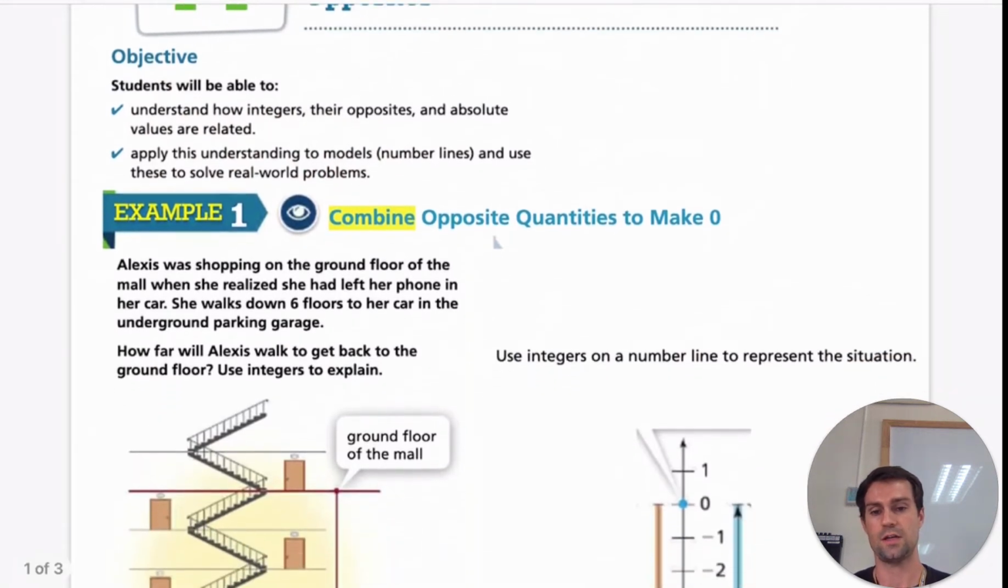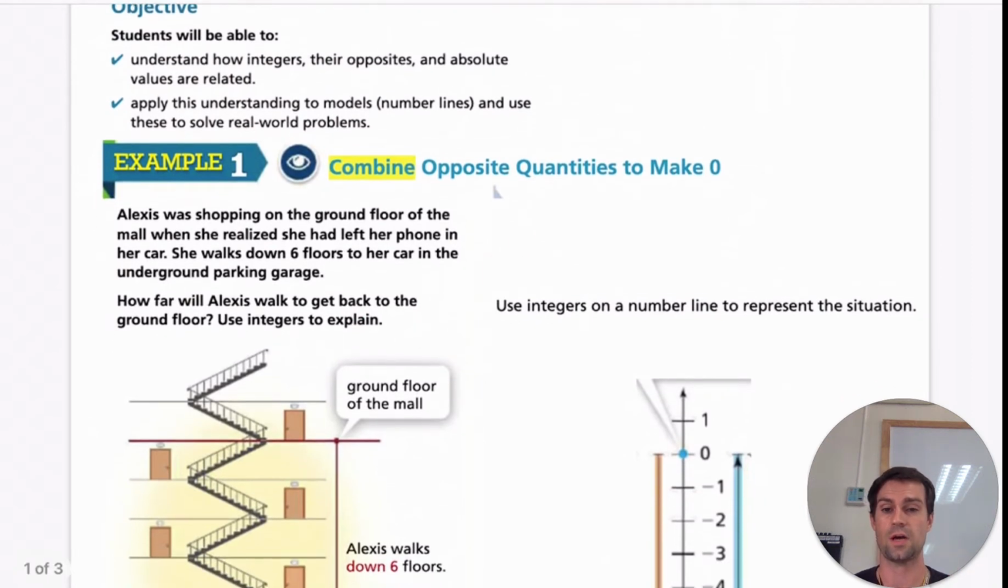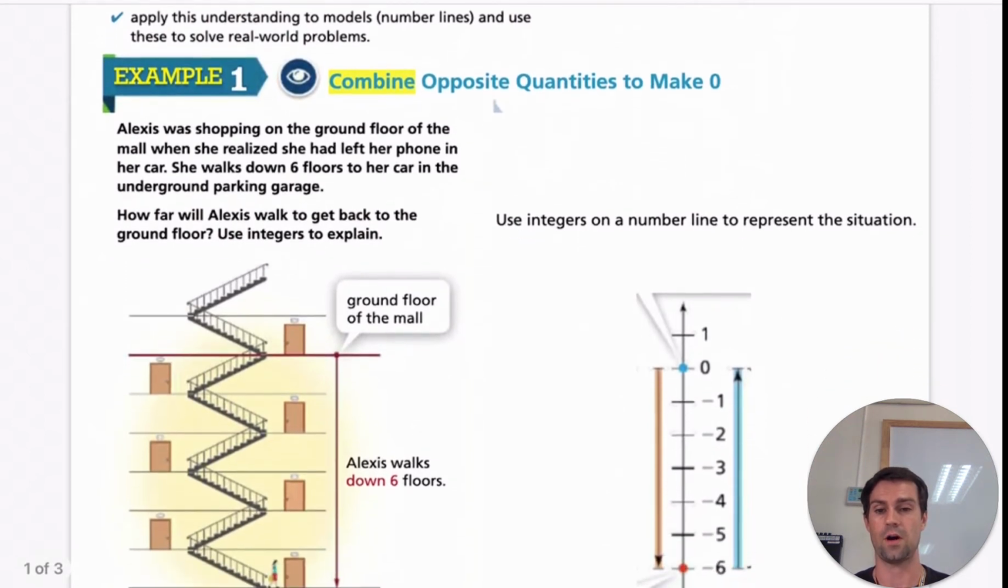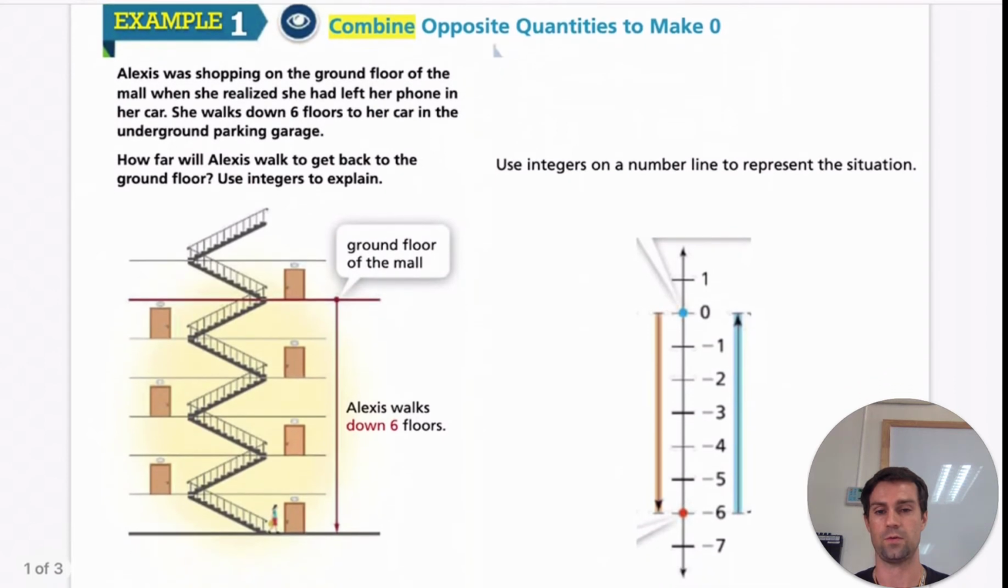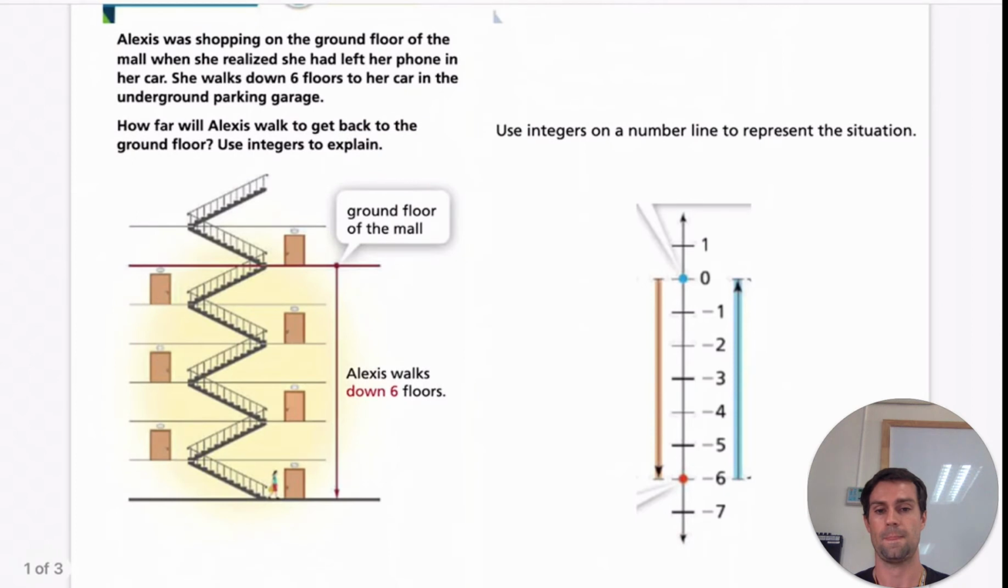So Alexis was shopping. So you need to write down this question here. We're going to be looking at 3 examples. Alexis was shopping on the ground floor of the mall and she realized she had left her phone in her car. So she had to walk back down 6 floors to her car in the underground parking garage. How far will Alexis walk to get back to the ground floor, using integers to explain?